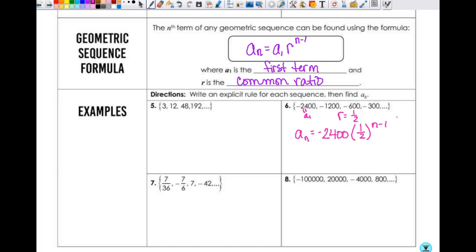Oh, no, we're not done. Sorry, we're not done. Well, we're done writing the formula, though. We don't have to clean it up or anything. But I do need to find a sub 8. So a sub 8 is equal to negative 2400 times 1/2 to the 8 minus 1 power.